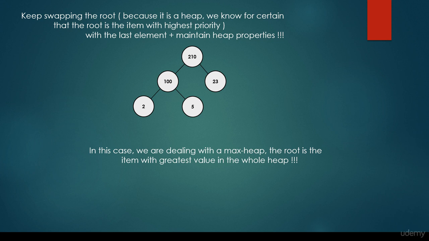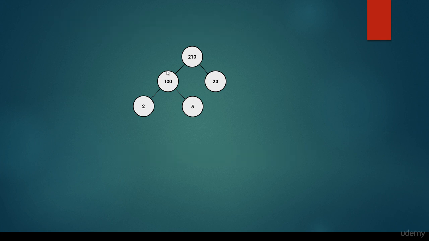Plus, we have to maintain the heap properties, so we have to reconstruct the heap data structure if we come to the conclusion that the heap properties are violated. In this case, we are dealing with a maximum heap, so the root is the item with greatest value in the whole heap. Okay, so as you can see, the greatest item is 210. Because it is a maximum heap, the children are smaller, so 1 and 23 are smaller than the parent. In this subtree, it is also true: the parent is 100, the left child is 2, the right child is 5, so the parent is the greatest one in this subtree.